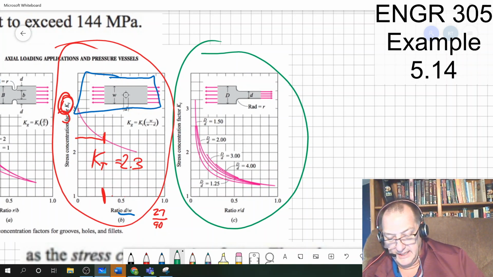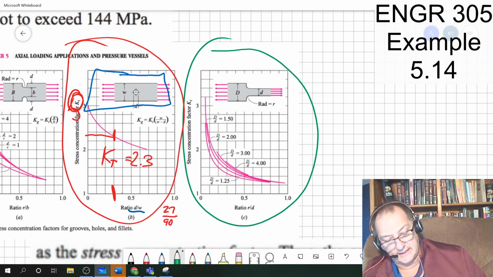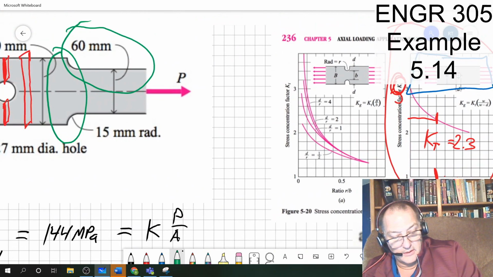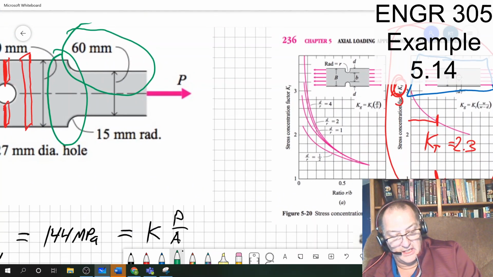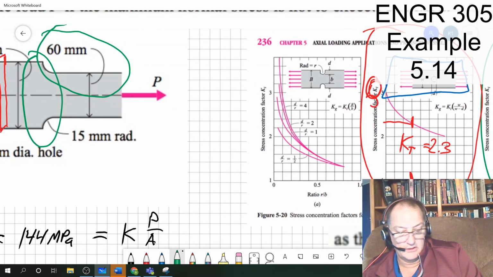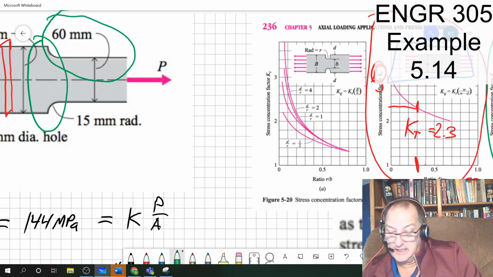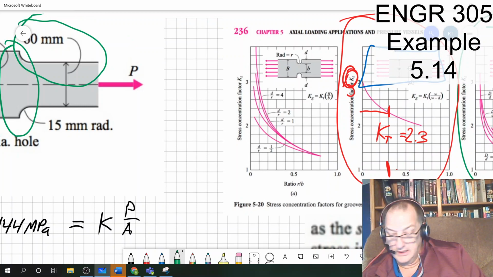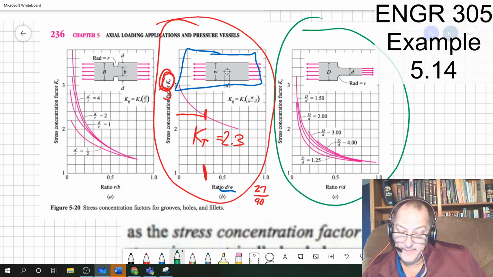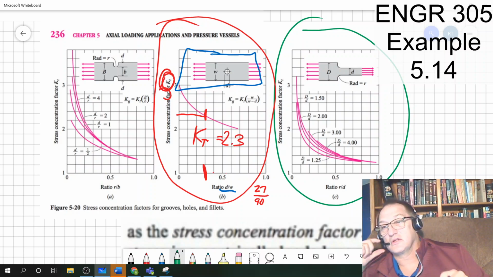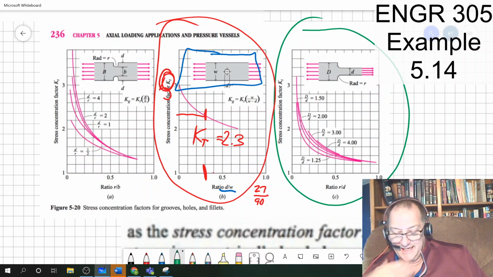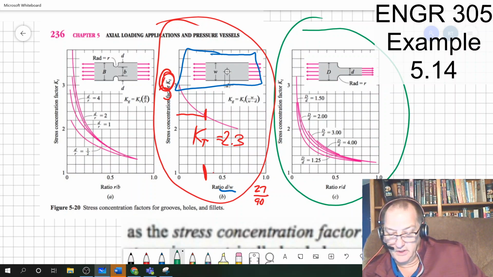So my radius over my small diameter. Oh, I don't remember that. My radius is 15. So my small d. I don't know that that's a diameter. It can't be a diameter. Or maybe that works for both. Maybe the stress concentrations work the same way, whether it's radial or a flat bar. I can't believe that they do, but we're going to run with it.